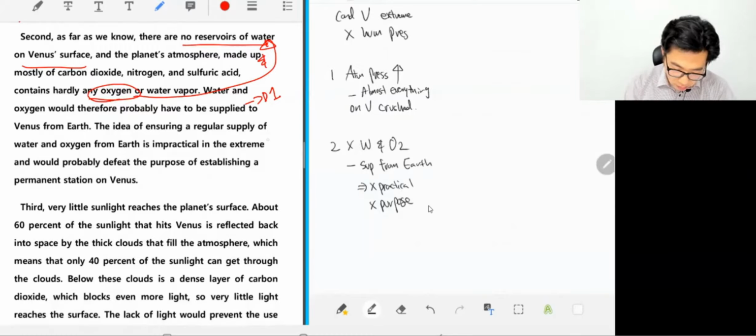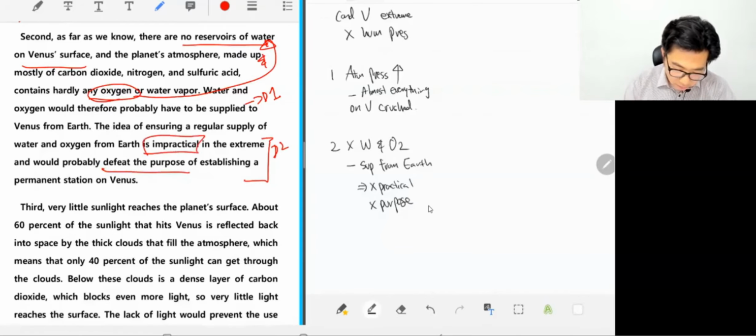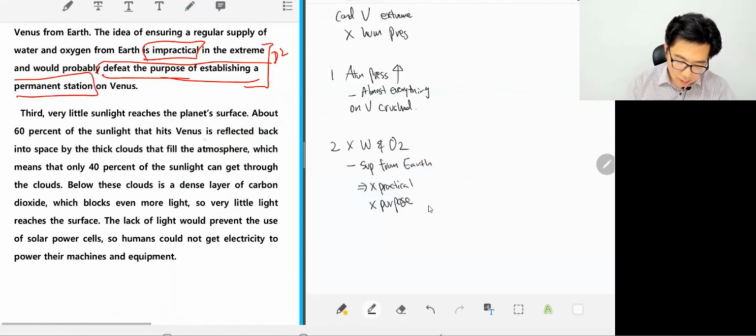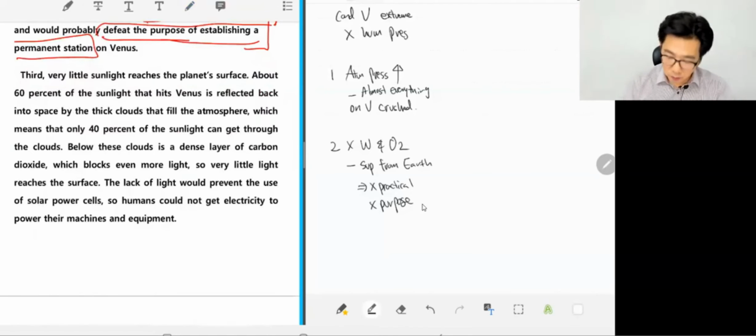So that's detail 2. Not practical and defeats the purpose. Okay. Cool. Very smoothly moving on.